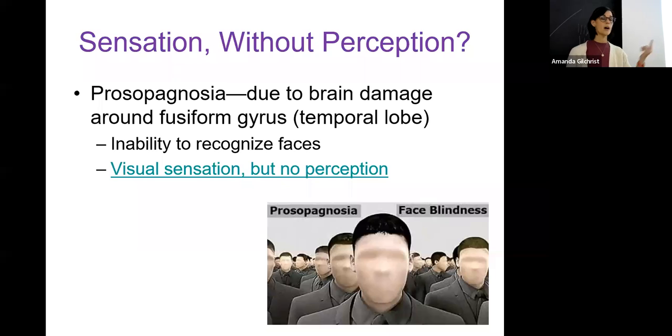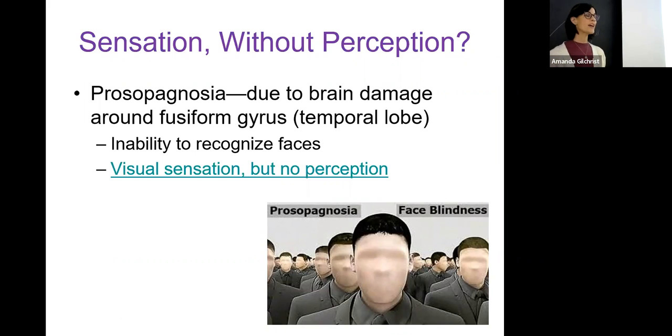So we're going to talk about a really interesting case of something called prosopagnosia. Now, this is often due to brain damage around areas of the fusiform gyrus, which is located around the temporal lobe. Some people have this due to things like stroke, or damage by too much or not enough oxygen to the brain, what we would call an anoxic episode. This can also happen in some people with autism spectrum disorders.